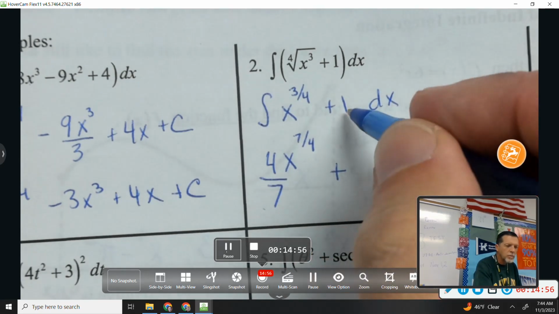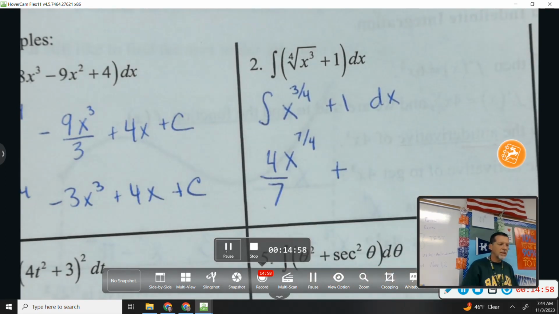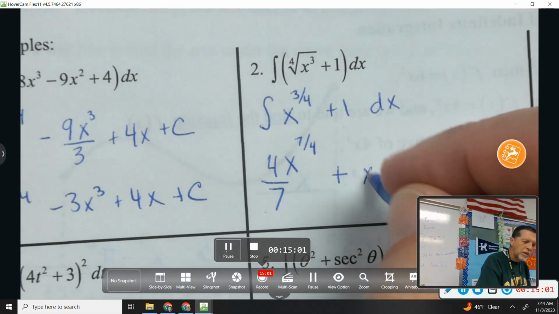What about the antiderivative of 1? It'll just be x, and don't forget the plus c.